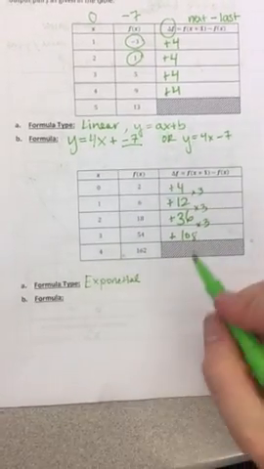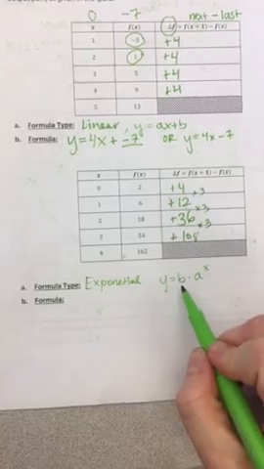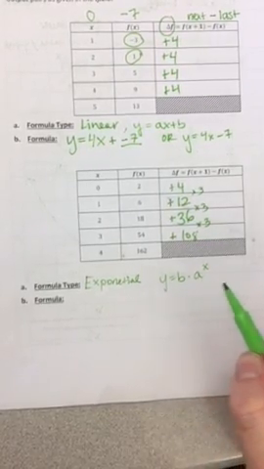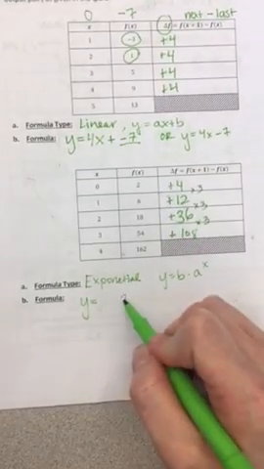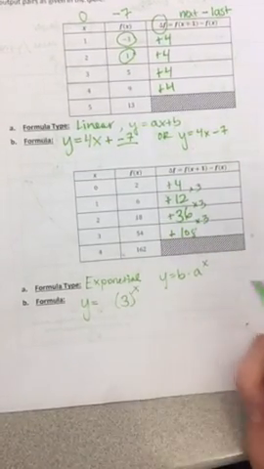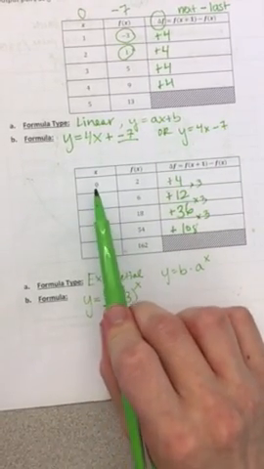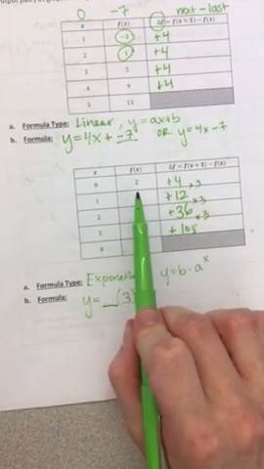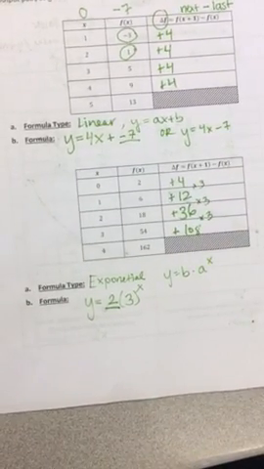which means that I'm going to use y equals b times a to the x, where b is the initial and a is the growth rate. So I know that the growth rate is a ×3 growth. So I can start there and put 3 to the x. Now I still need to figure out my b value, my initial, but this case was actually given to me. X was 0, y was 2. So my formula would be 2 times 3 to the x power.